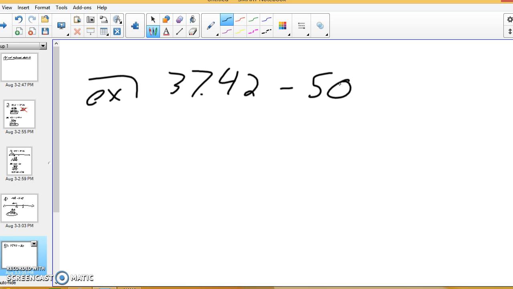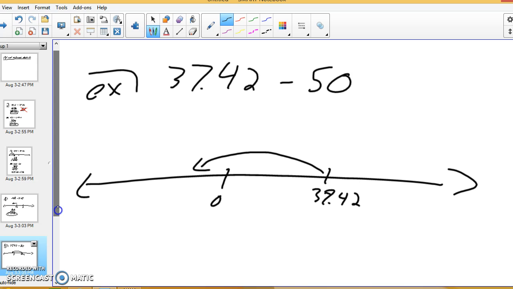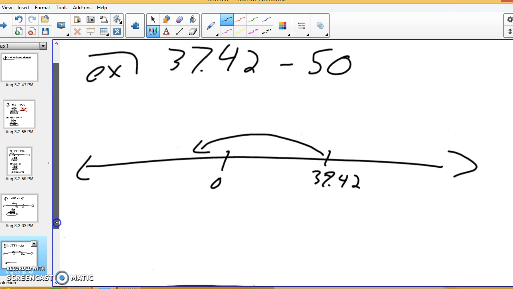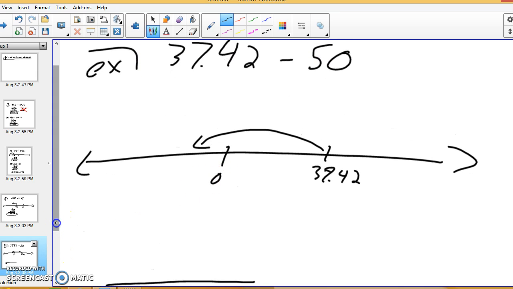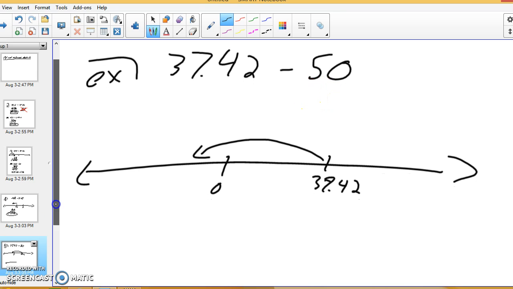Okay, we're going to go through this. Now we've got to find out what the sign of our final answer is going to be. We have 37.42, but when we subtract 50, we're going to subtract more than 37. So we're going to be in the negatives. That means whatever our final answer is, it's going to be negative. So how negative is it going to be? Well, it's going to be the difference between 50 and 37.